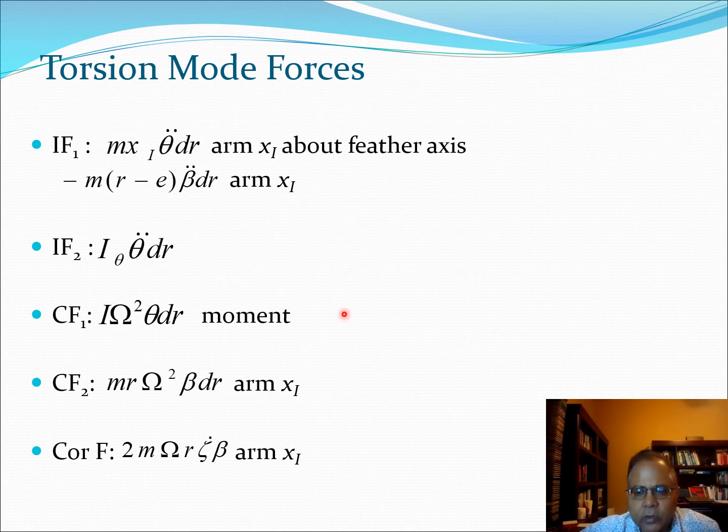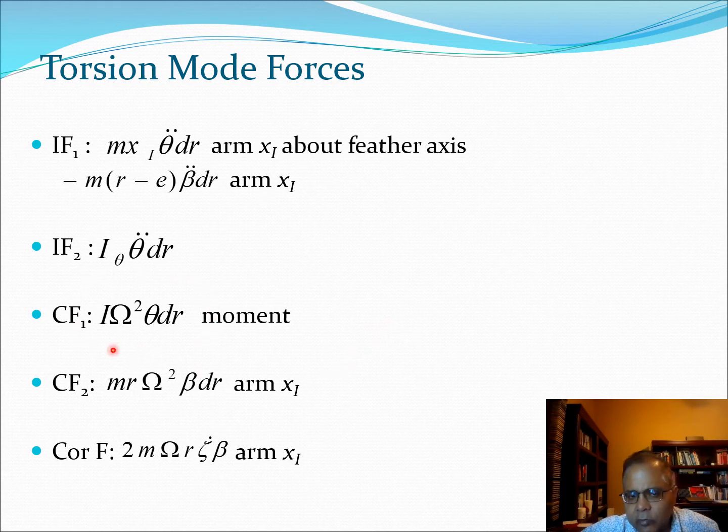So let's now write down all these forces here. So we have written down here the inertia force. This of course you are familiar with from our derivation, the m xi theta double dot dr. This second component is coming because of coupling with the pitch flap motion. So it's coming from pitch flap motion. Arm in both cases is xi. Now the I_F2, which is the main component, which is present even if xi is 0, is I theta theta double dot, and that's the inertia moment which comes out here.